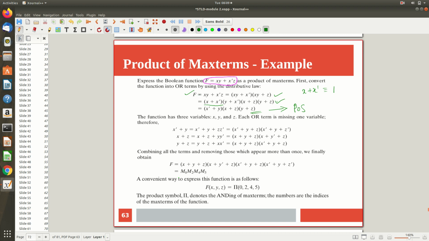Is it clear? Now there is one more thing I want to add. Still, any doubt we will see in the classroom. I didn't do anything special; we simply applied distributivity two times, that's all. You can do it the way I explained, or simply do the distributivity: xy plus x dash into xy plus z, then x plus x dash into y plus x dash, then x plus z into y plus z. Hope it is clear, and hope there is no doubt.